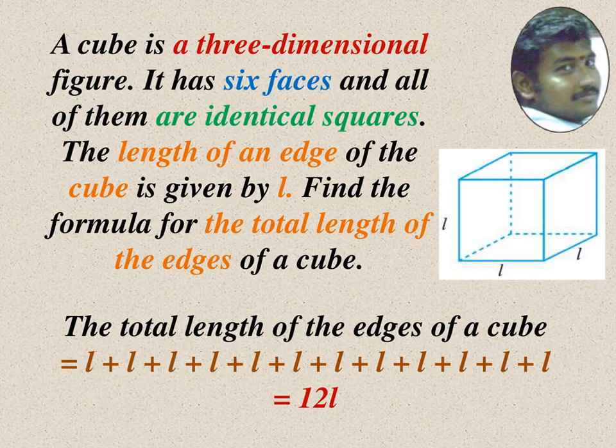Now you see a cube is a 3-dimensional figure. It has 6 faces and all of them are identical squares. The length of an edge of the cube is given by L. Find the formula for the total length of the edges of the cube. So here 12 edges are there. So the answer for the total length of the edges is equal to 12L.